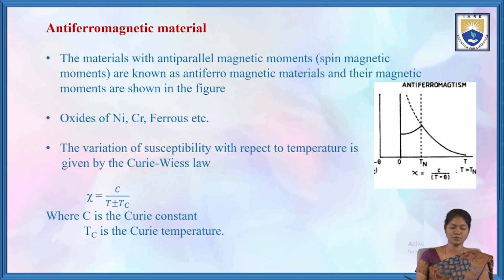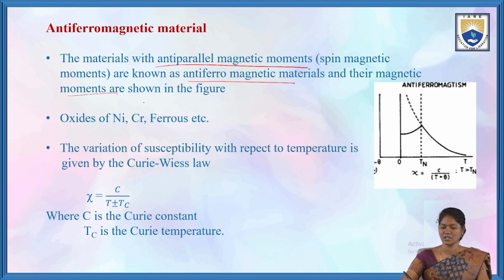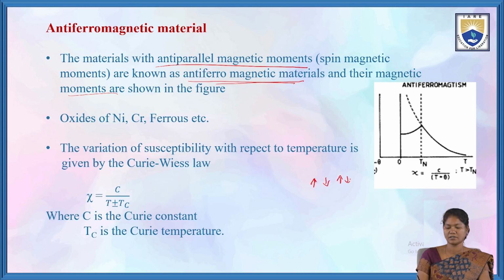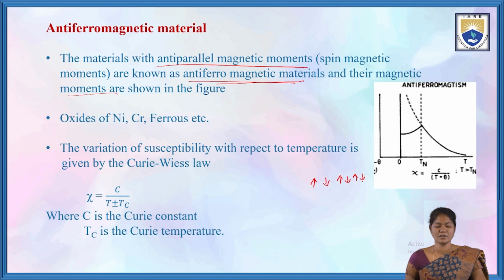Antiferromagnetic material. The materials with anti-parallel spin magnetic moments are known as antiferromagnetic materials, and their magnetic moments are shown in this diagram. So, the material with anti-parallel magnetic moments is known as antiferromagnetic material, that is like this. Examples of this are oxides of nickel, chromium, iron, etc.